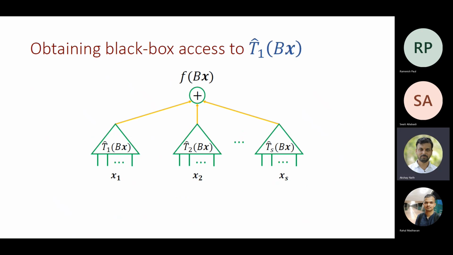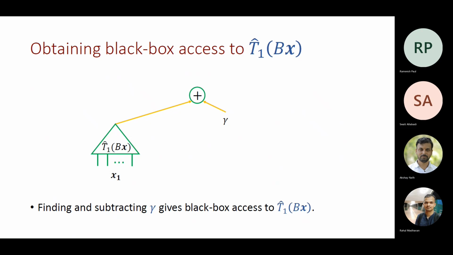Once we obtain these variable sets X1 to Xs, let's see how we obtain black box access to a term. Let's just focus on the first term, t hat 1 Bx. Its variable set is X1. What we do is the following. We replace x2 to xs by 0. So we evaluate f of Bx at x1 and all zeros. What does this give us? Since x2 to xs are 0, the sum of the terms t hat 2 Bx to t hat s Bx becomes a constant. Let's call that constant gamma. So now we have obtained black box access to the first term plus gamma.